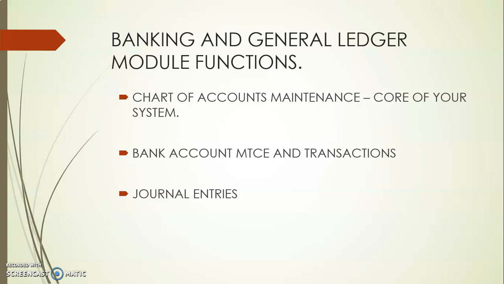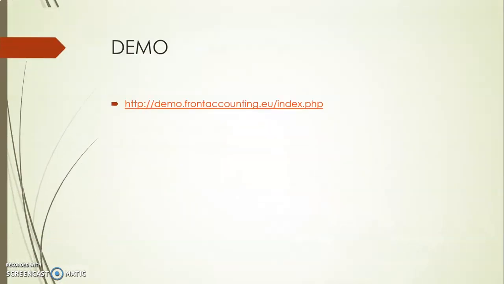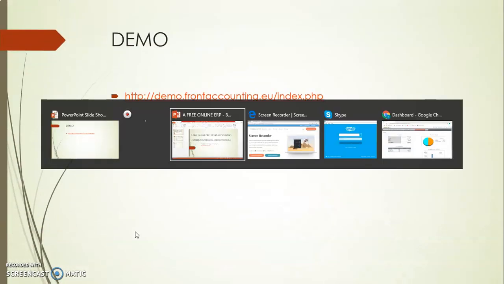You're also able to enter journal entries which are not captured in the other systems or in other modules directly through this module. Then you are able to do most of the reporting. That is for things like balance sheets, profit and loss. All this with a drill down to be able to access or to see the transaction at a lower level. So now on to the demo itself.